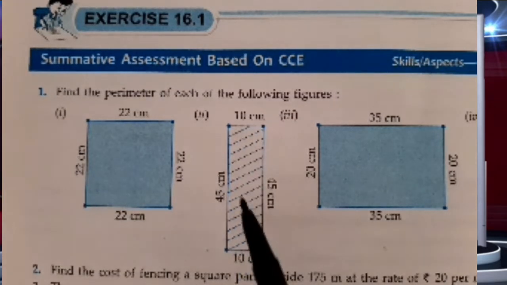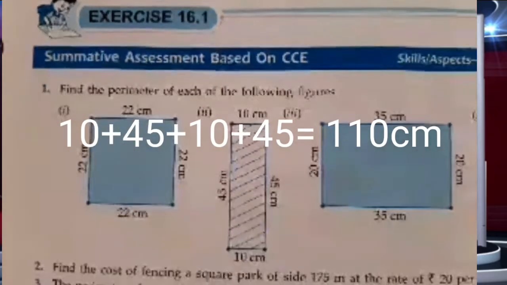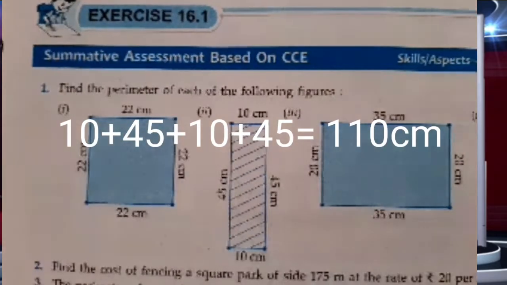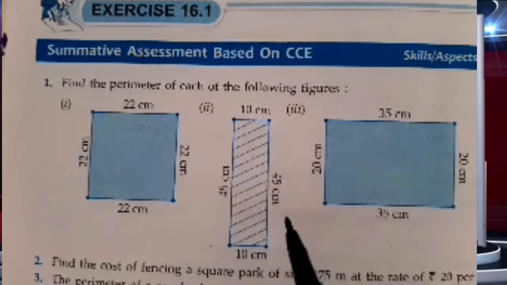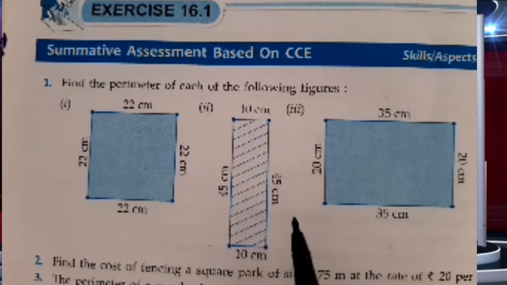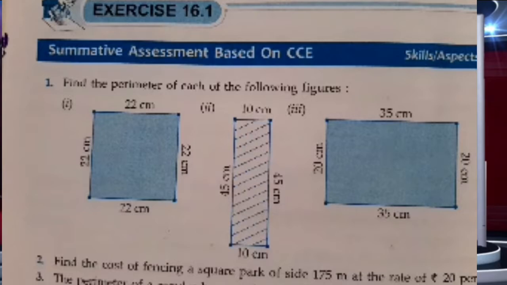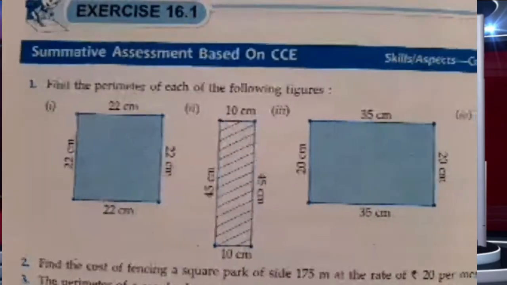Same ways here it is a rectangle. So here also you can add up all the 4 sides, that is 10 plus 45 plus 10 plus 45, which is 110. Or you can apply the formula also, that is 2 into L plus B, that is 2 into 45 plus 10, which is 55. 2 into 55 is 110. Now third part you can do it yourself.